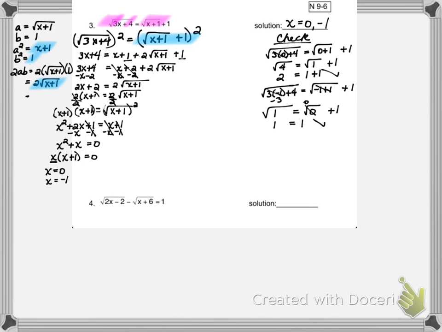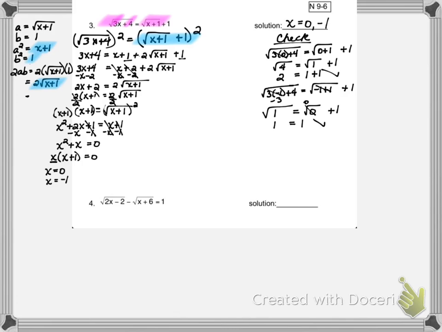So both negative 1 and 0 work as answers, and so I leave them there. I don't mark any of those out. Again, it's very possible that one of these will not work for you, and then you have to put no solution or mark that one out.